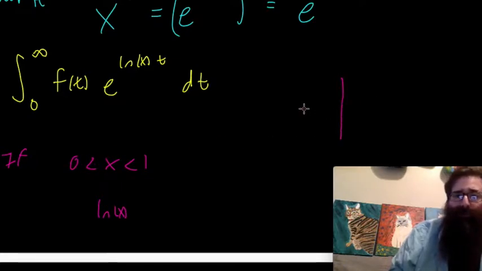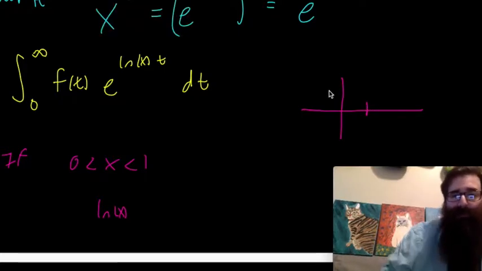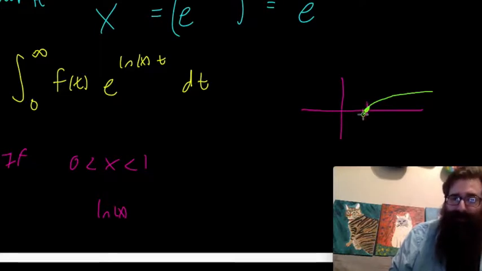So if I'm in between those, let me get a different color here. We said natural log at 1 is 0. And then we have that slow logarithmic growth. But as I get closer to 0, but less than 1, we have these negative values.